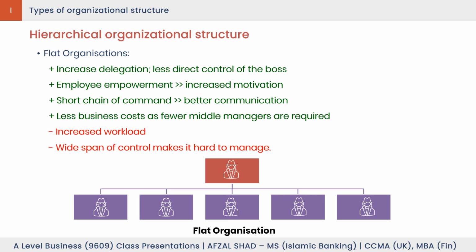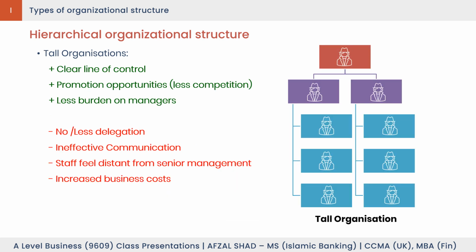So let's move ahead with this next hierarchical structure, the second type of hierarchical, that is a tall organization structure. So before moving on, on the right hand side, look, the first thing which you can see is that the span of control for the top notch person is 2, previously it was 5.